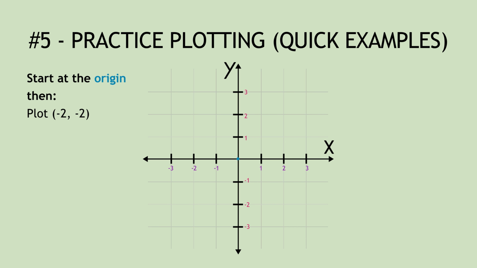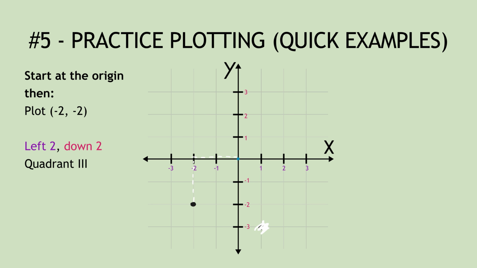I'm going to explain in 3, 2, 1. Awesome. The first thing we're going to do is go left to the -2, and then we're going to go down to the -2 on the y-axis because our x was -2 and our y was also -2. So we're going to go left and down. So therefore, our point is plotted in quadrant 3.